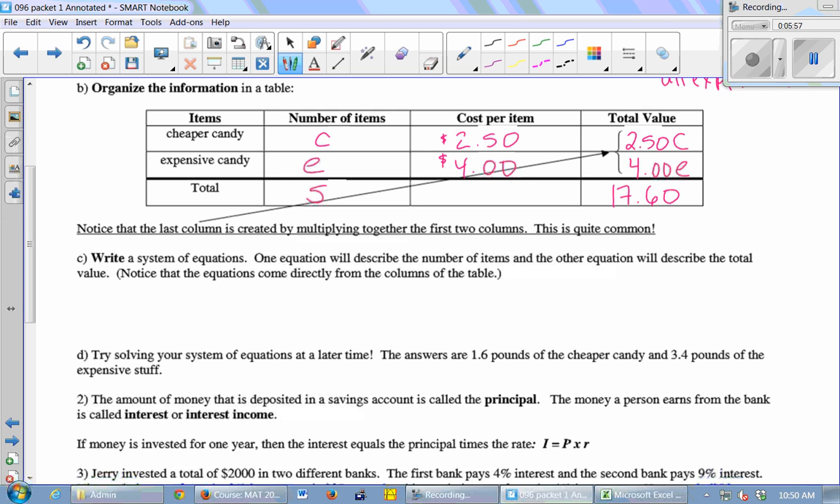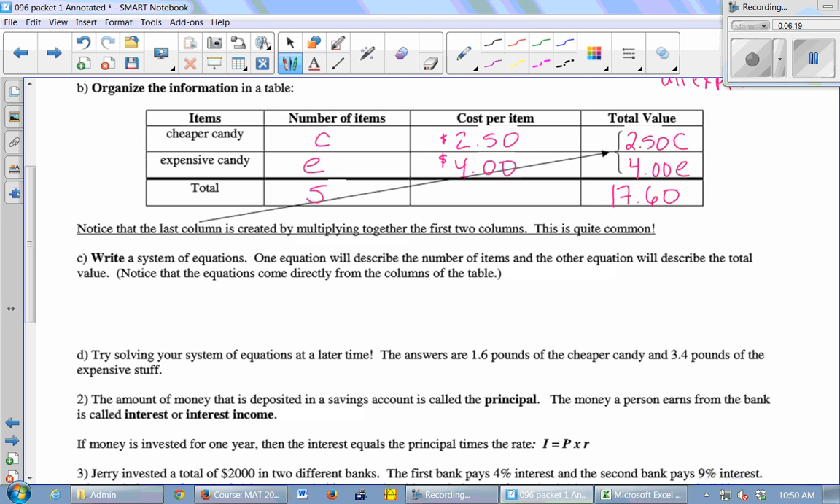Okay, so can we come up with two equations from this table? Because I've got two unknowns, C and E, so I'm going to need two equations.